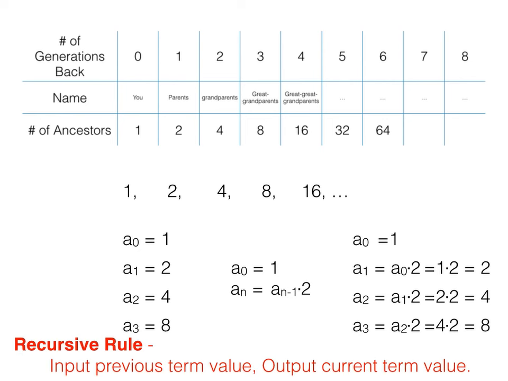This is called a recursive rule. The input is the previous term value, and the output is the current term value.